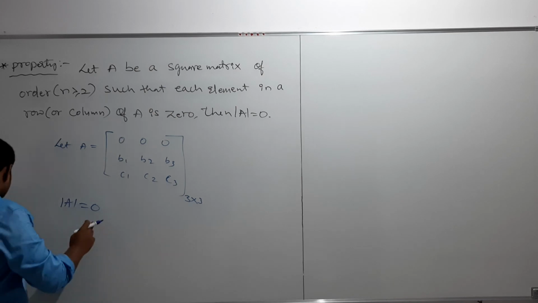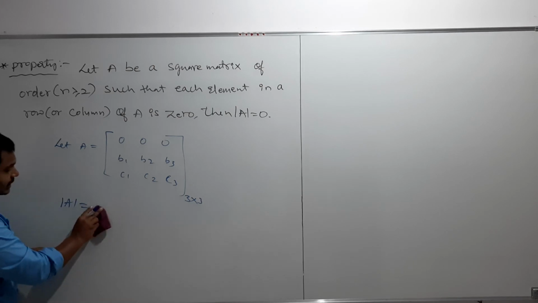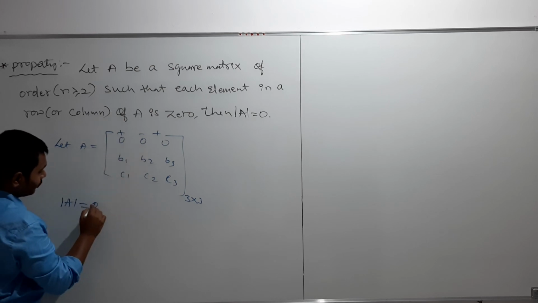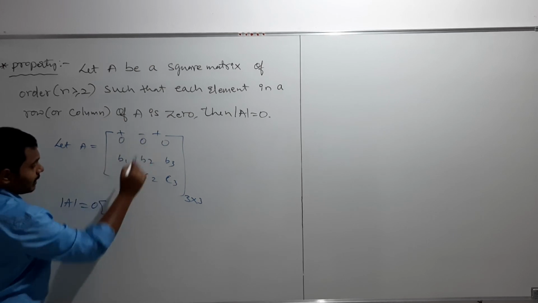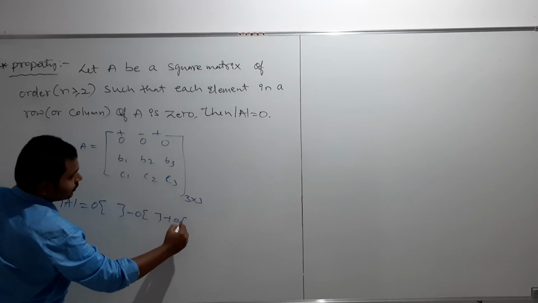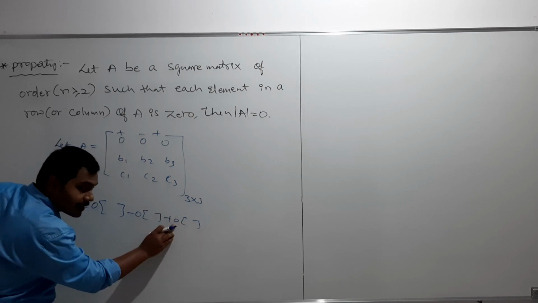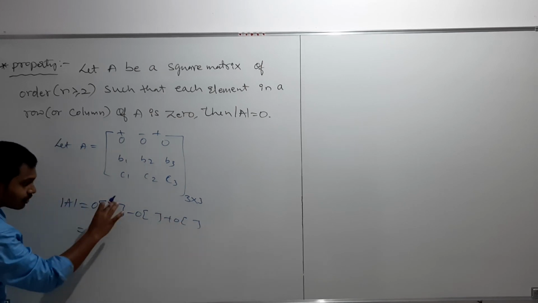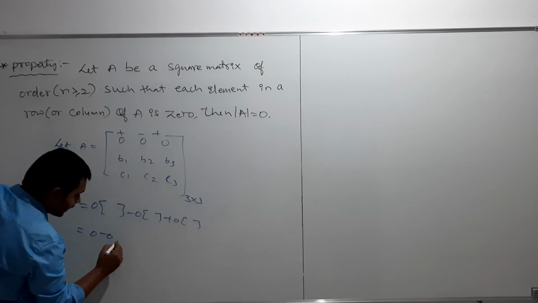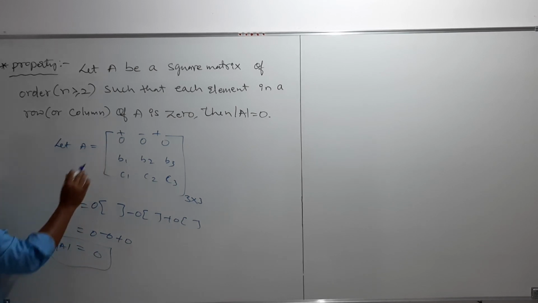Clear? Let me verify this again. To verify, we change the signs: plus, minus, plus. So plus 0 into anything is 0, minus 0 into anything is 0, plus 0 into something is 0. Whatever may be inside the bracket, you are multiplying it with 0. So 0 into any bracket is 0, and therefore the value is equal to 0. So the determinant of this is equal to 0.